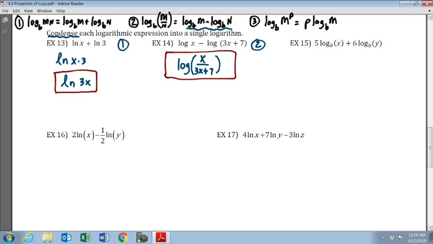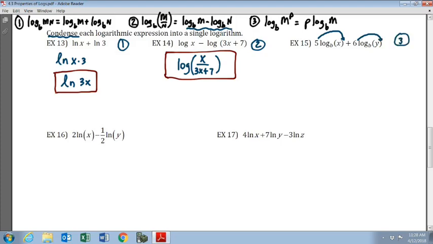Now you might be tempted to use the product rule right away, but I just want to point something out here. Notice in the property you have a 1 here and a 1 here. So there's no number there. It's understood to be 1. So we can't really use the property if we have some number in front of the log. So here we have a 5 and here we have a 6. And so we actually can't use the product rule yet. However, we could use the power rule and move that 5 to be an exponent on the x and the 6 to be an exponent on the y. And so we're going to go ahead and do that.